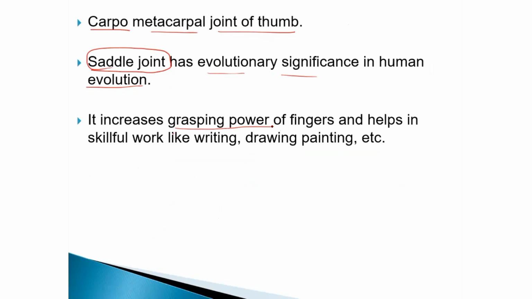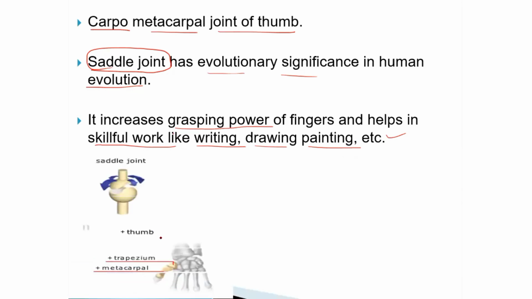There is a great grasping power of fingers. We developed skillful work like writing, drawing, and painting. Without thumb, you cannot even hold a pen. And even if you hold a pen, you will not be able to write continuously for longer duration. So this is also one of the important joints, saddle joint.